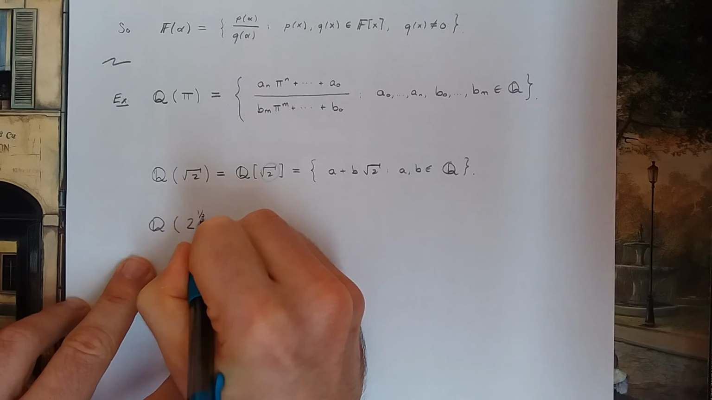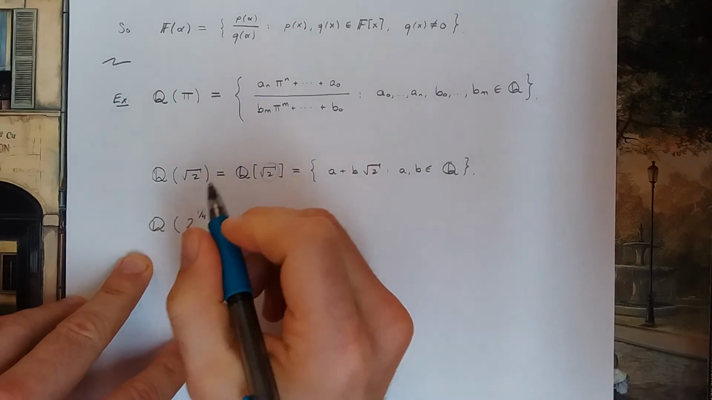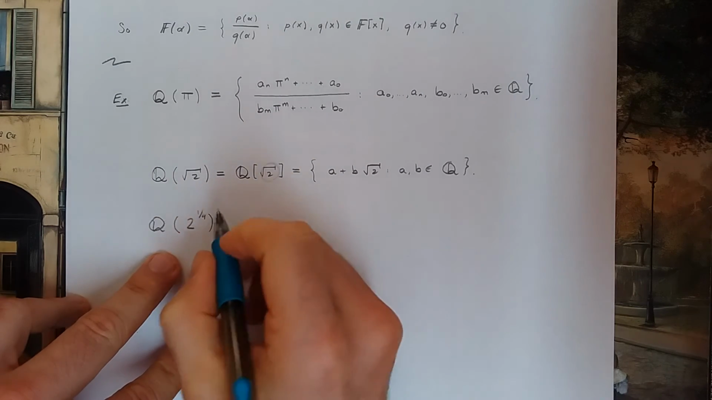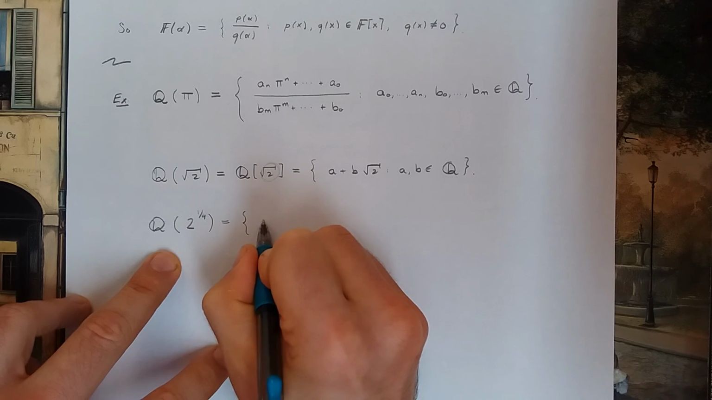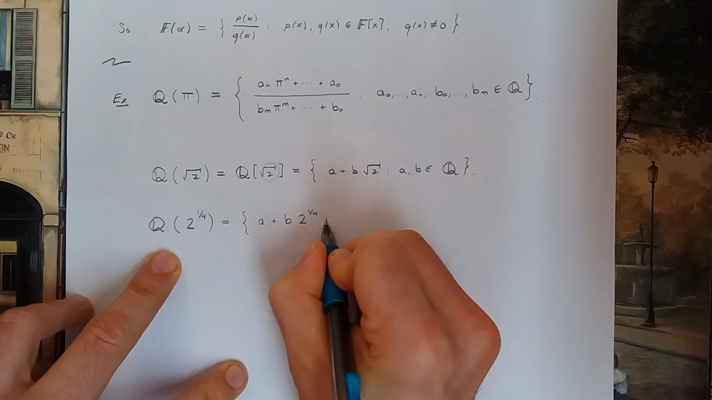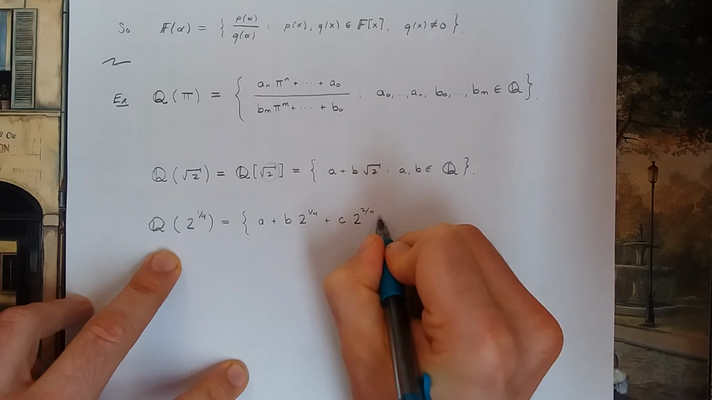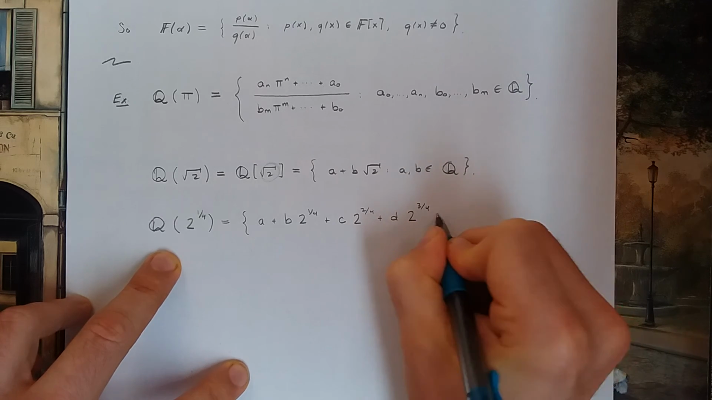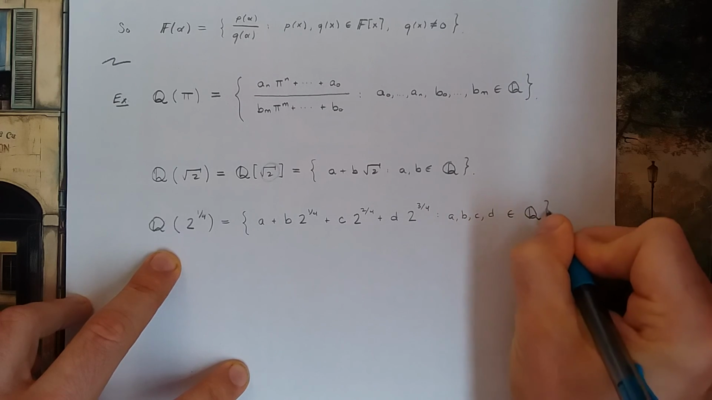2 to the 1/4 power. So the smallest field that contains Q and this algebraic number is everything of the form a plus b times 2 to the 1/4 power plus c times 2 to the 2/4 power plus d times 2 to the 3/4 power, where a, b, c, and d are rationals.